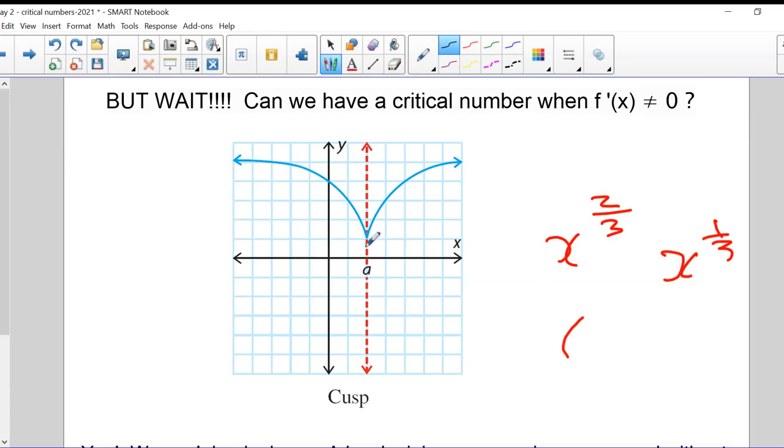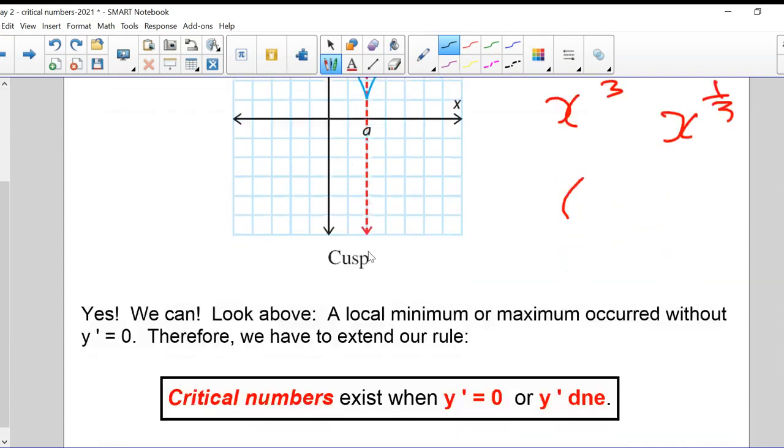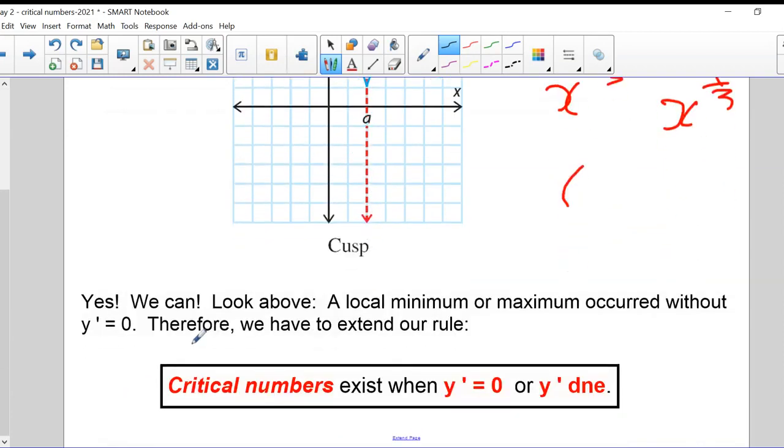But it does have a minimum value. You can clearly see that this function, even though you can't differentiate it at that point, so f prime of x is not equal to 0, you still have a critical number. So here's what we're saying. Yes, we can have a local max or min without y prime being equal to 0. Therefore, we have to extend our rule that critical numbers exist either when you have y prime being equal to 0 or when y prime does not exist.